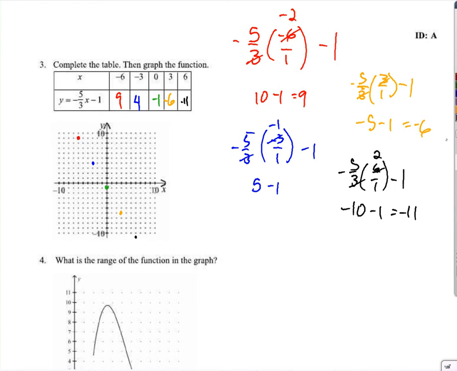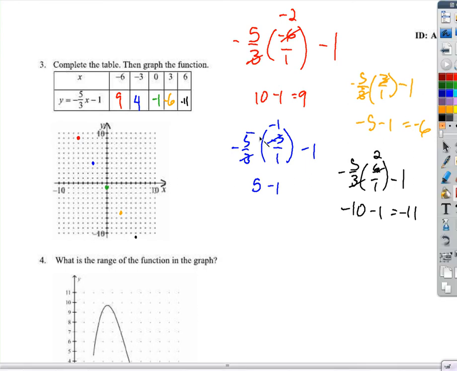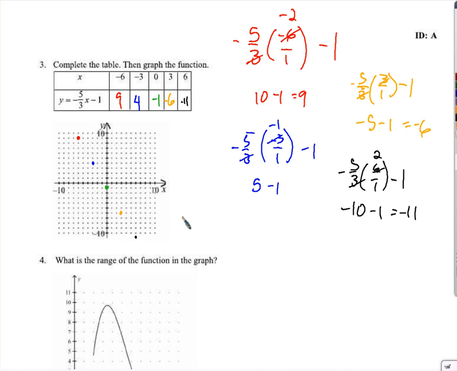Okay, now, a common mistake was leaving it just like that. Just, oh, that's it, that's the line. Or that's what I was asked to do, right? But it says graph the function. So let's talk about what I was talking about in number 1. Here we, quote, connect the dots.